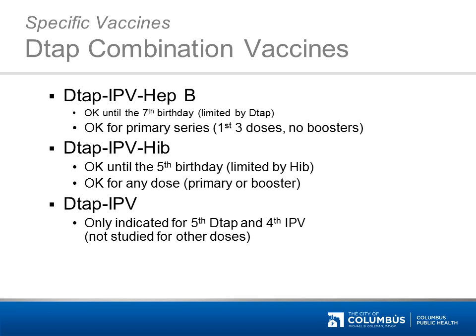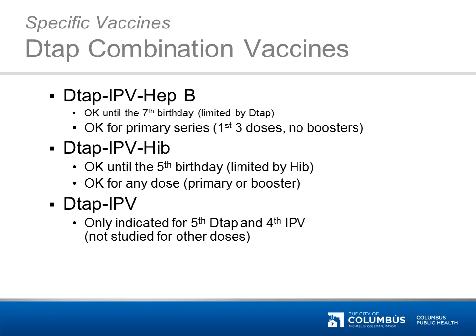The Dtap Polio and hepatitis B combination vaccine is better for an older child who needs to catch up on the first 3 primary doses. It can be used through age 6, but can't be used for booster vaccines. The Dtap Polio and Hib combination vaccine is better for a younger child who needs either primary or booster vaccines. Its age range is limited by the Hib vaccine, which can only be used until the 5th birthday.